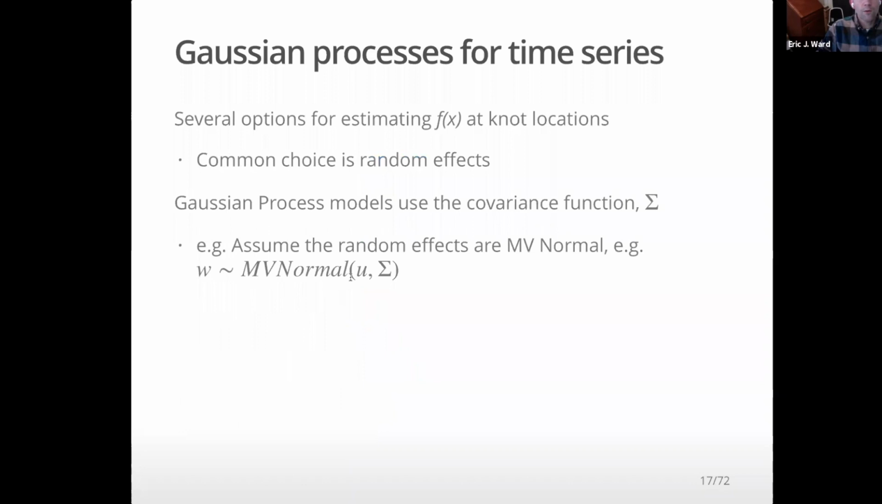All right, so we're thinking about applying these Gaussian processes to time series, and we have several options for estimating our function at these different knot locations. Everything in the Gaussian process world is going to be determined by this covariance matrix sigma. We could also have some mean vector that we estimate, this u, but in general we don't estimate that. That's usually a vector of zeros. So all of the parameter inference is really based on what's going on with sigma.